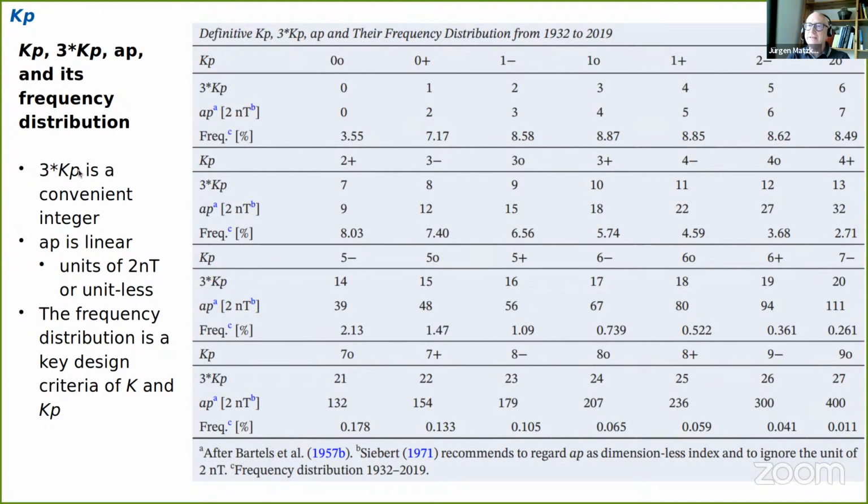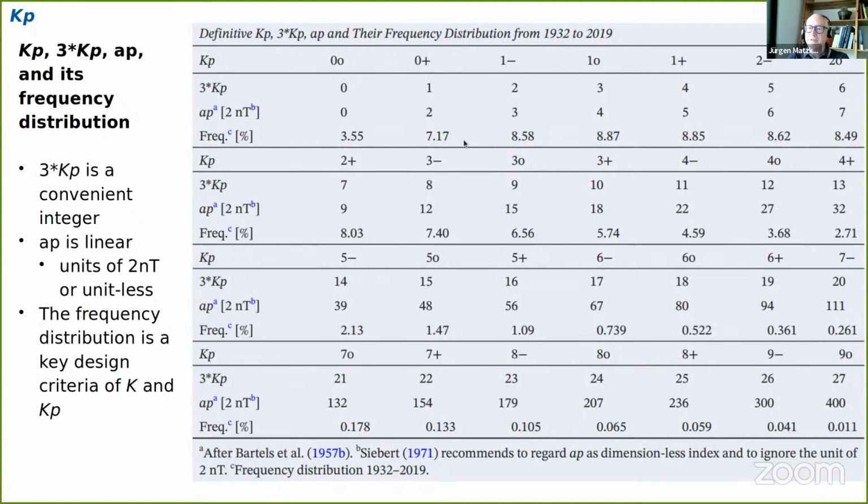I also want to mention here that KP is a logarithmic or almost logarithmic number. That's not very convenient when you want to produce things like mean values. So there is also a linear version of the KP, which is called AP. For example, for a KP value of 0, the AP is 0. For a KP value of 9, the AP value is 400. And there is also one line here with the frequency distribution of the KP values.